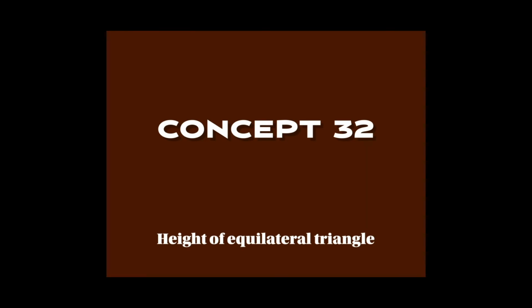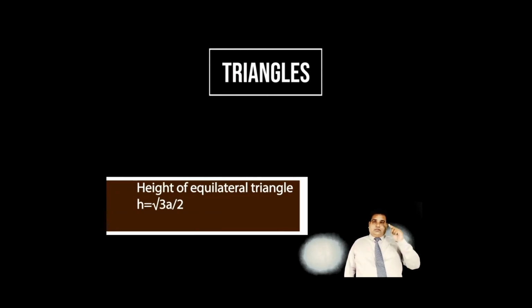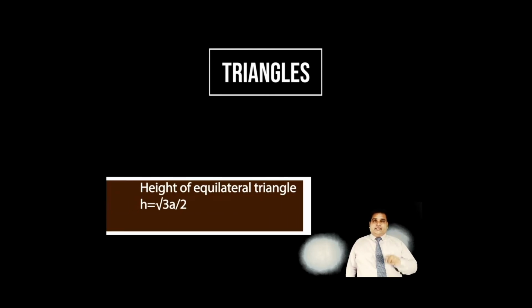Concept number 32, height of equilateral triangle. So what is the height of an equilateral triangle? The height is root 3a by 2. How can we find this height? As we can see in the diagram, figure ABC is an equilateral triangle where all three sides are equal to a. If we take the height, AD shows the height in that equilateral triangle.